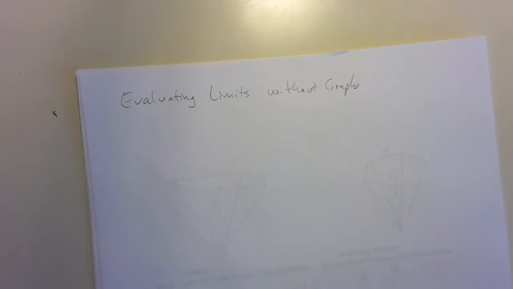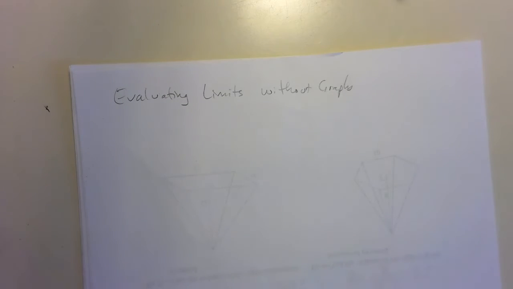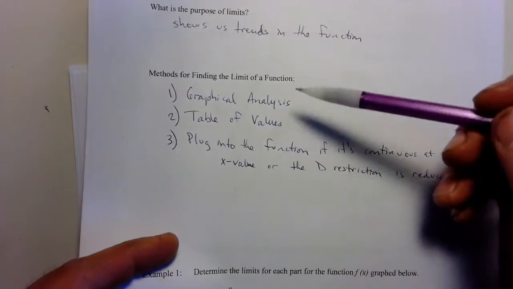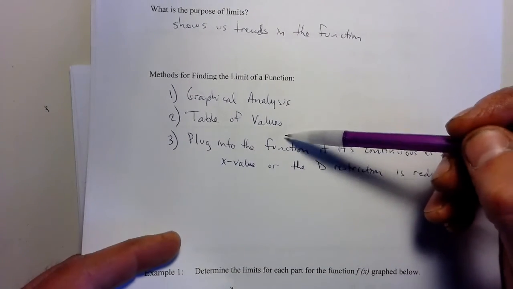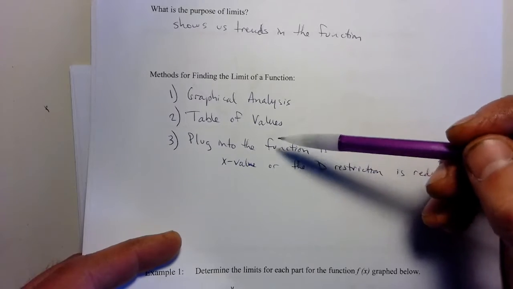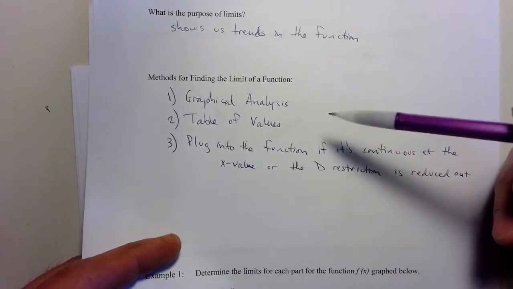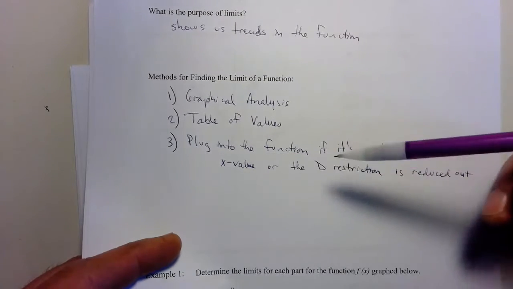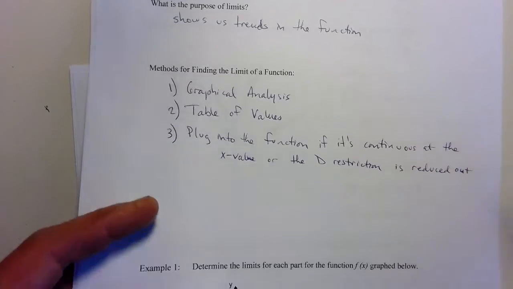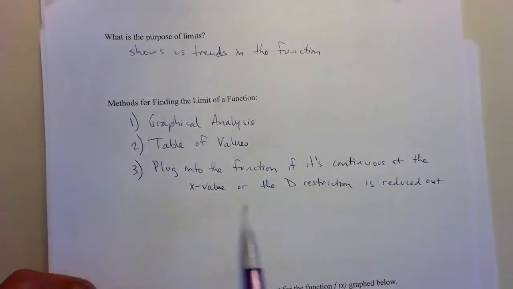Hopefully you remember that as we were doing these, we had different techniques for evaluating limits. We had graphical analysis and a table of values. But if we don't have either of those, then we can plug in to the function if it's continuous at the x value, or the domain restriction is reduced out. That's what we're going to focus on more. Let's try to plug in.